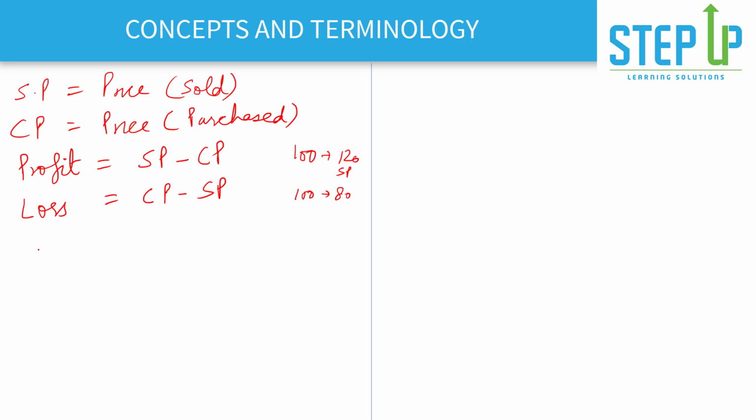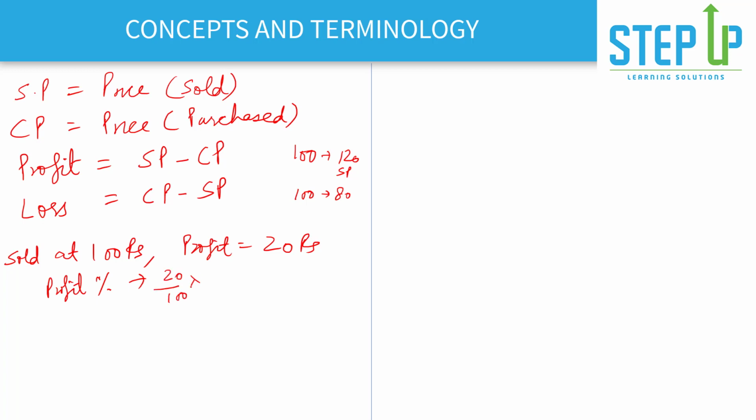Now, one mistake that I've seen students making is that students sometimes say, so let me give you an example. Let's say the question says an article is sold at 100 rupees and you incur a profit of 20 rupees. So the question is, what is profit percentage? Now what people do is they may do 20 upon 100 into 100. That means 20%. Now this is absolutely wrong.